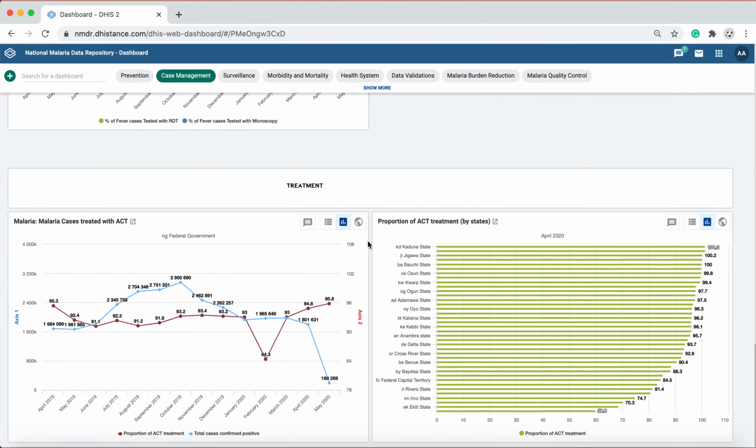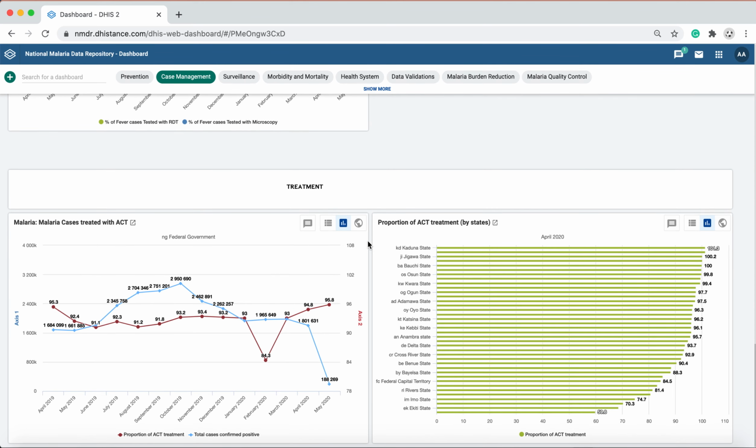So we're now moving into the treatment section where we have uptake of ACT after being confirmed to have malaria. The blue line is the absolute number of those that tested positive, confirmed for malaria, and then the uptake of ACT is the red line. So you can see the states that actually contribute highest. Kaduna in April 2020, 100% of those that tested positive for malaria received ACTs, followed by Kogi State, also 100. Then we have Jigawa, also 100.